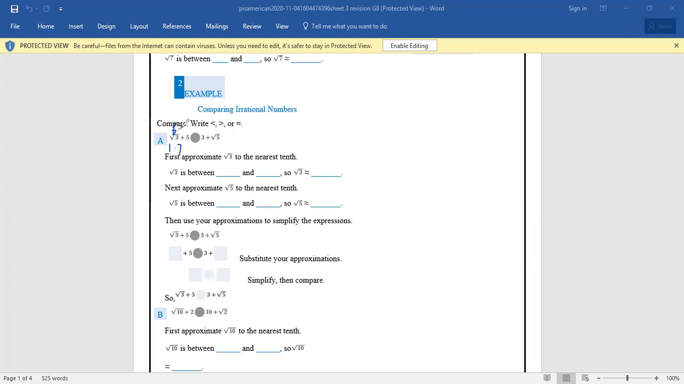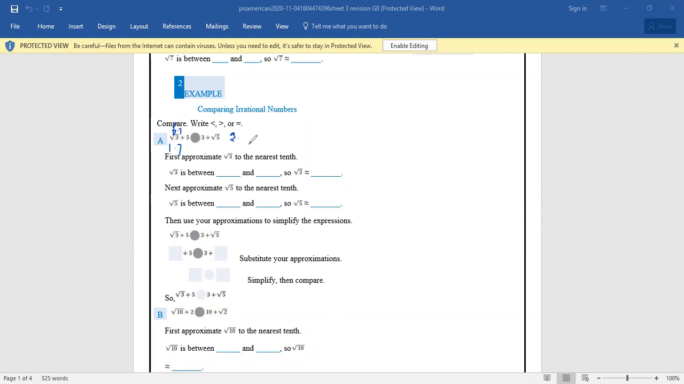The other side is root 5. Root 5, what is the integer number? Do you know? Root 5 is between 4 and 9, so the integer number should be 2.